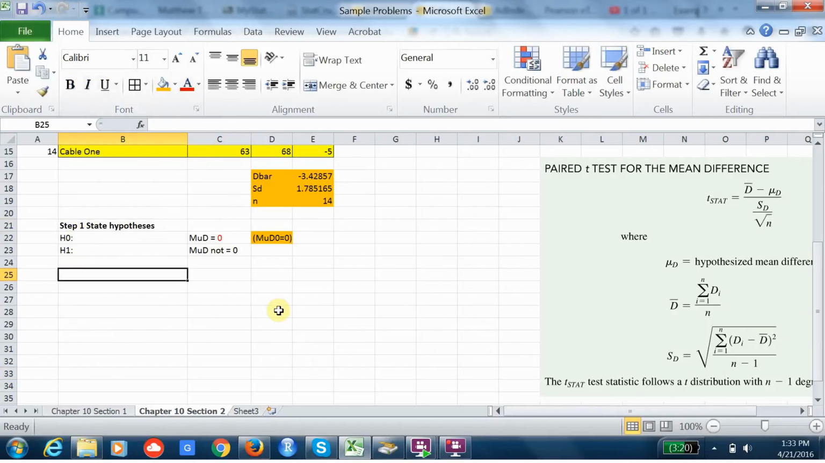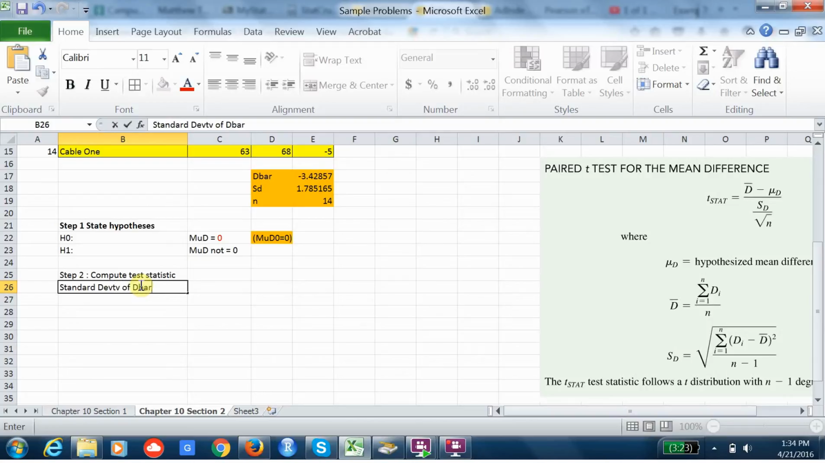So let's go ahead and compute our test statistic, which is very easy to compute. I'm going to compute the standard deviation of d bar. That's this right here. So the standard deviation of d bar is just going to be equal to the standard deviation of d divided by the square root of n.